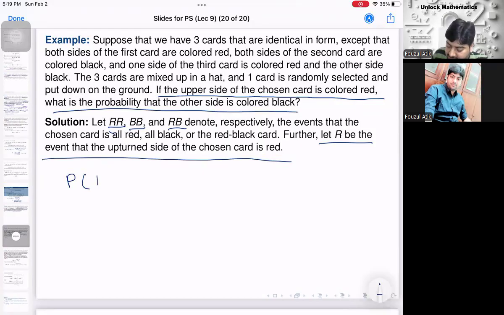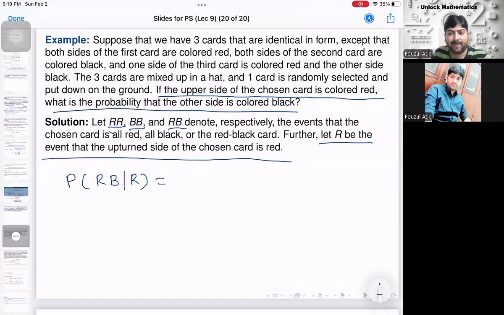You have to find the probability of this red-black card, given that R has already happened. So whenever R has already happened, with a red colored upturned face, and you want the probability that the other side is black, which card is it? That means you have to get the RB card. So this probability you have to find out. How can we find it? We can apply the generalized Bayes theorem.